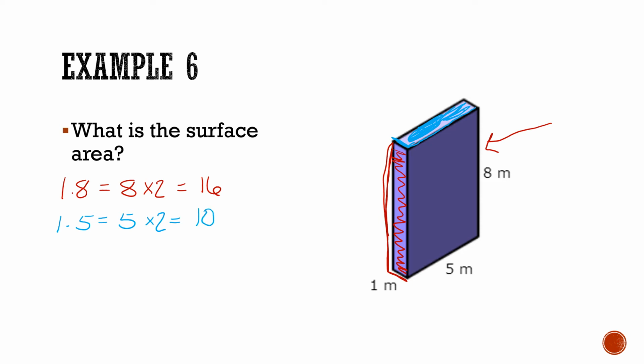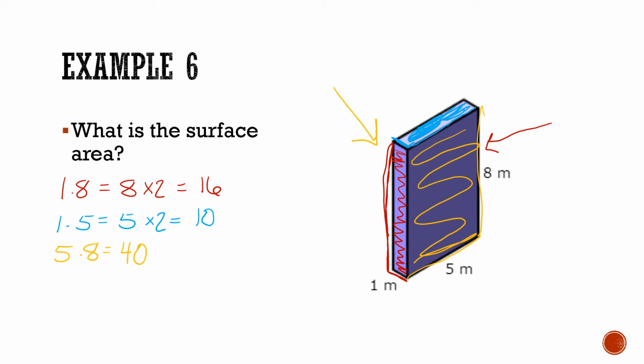Then we need to get the front. Okay, so this front side here, which we can see is 5 by 8. So 5 times 8 is 40. And again, if this side is 40, then this back side here is also going to be 40. So we're going to multiply by 2, giving us 80. So 80 plus 10 plus 16 is 106. It's 106 meters squared.